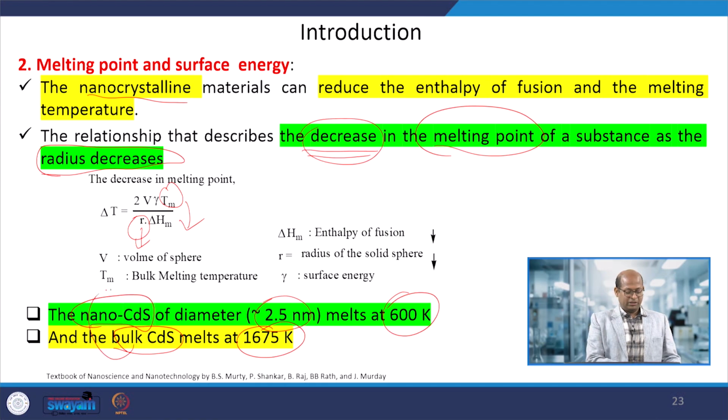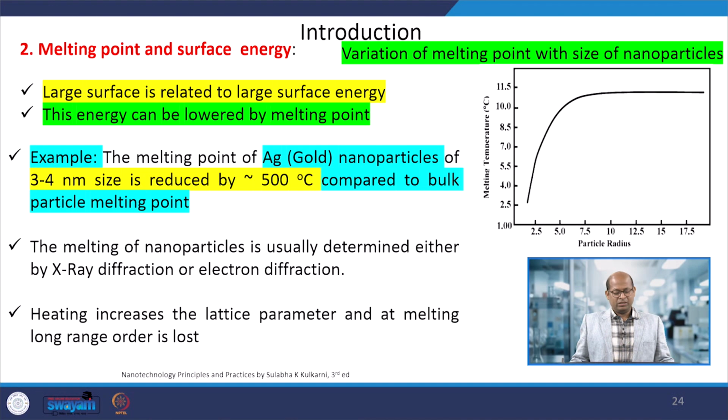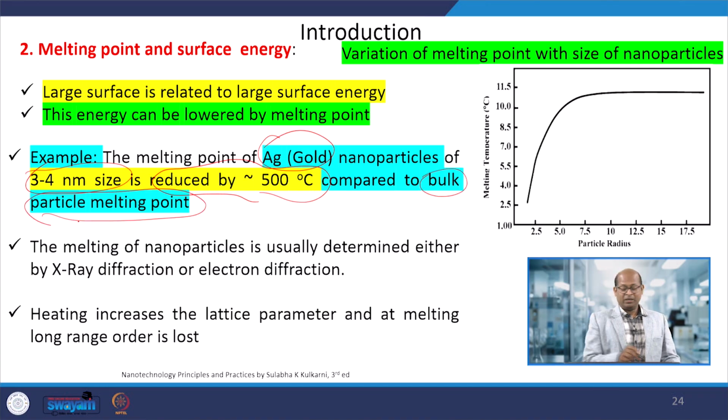So when we convert that bulk into nano, the melting point changes: 1675 Kelvin goes down to 600 Kelvin. Similarly, here is another example. Suppose you have gold nanoparticles with a dimension of 3 to 4 nanometers. Its melting point will be reduced by 500 degrees centigrade as compared to the bulk material. When a material is present in bulk form, the melting point will be higher, and when it is converted into nano form, the melting point will decrease.